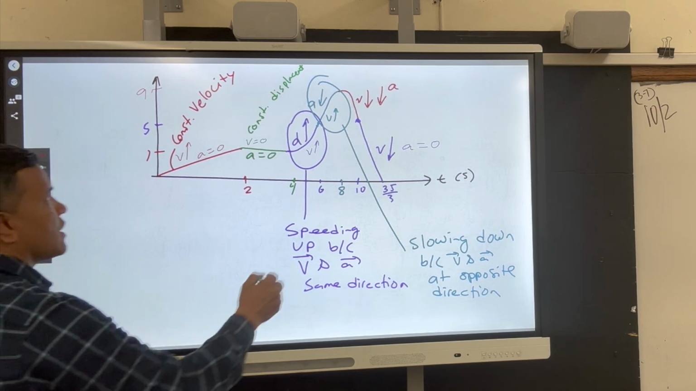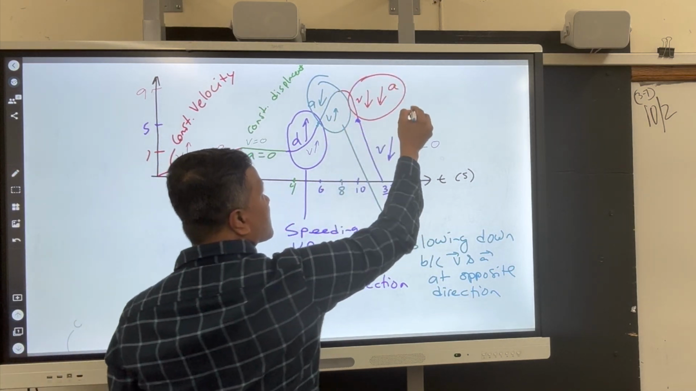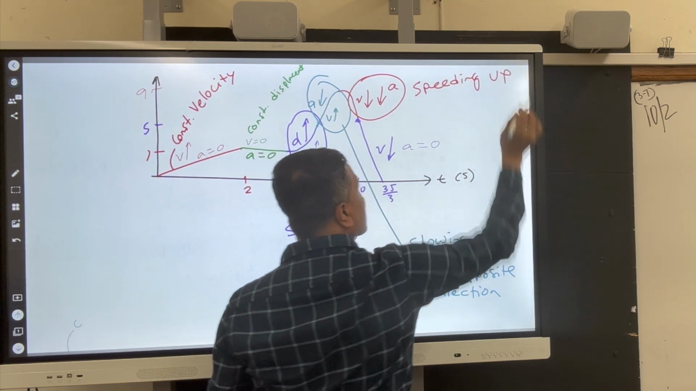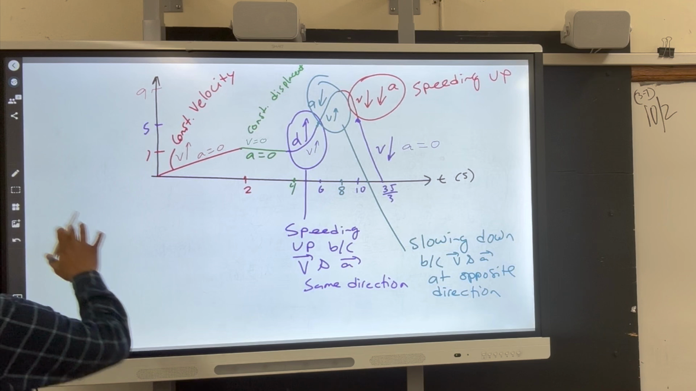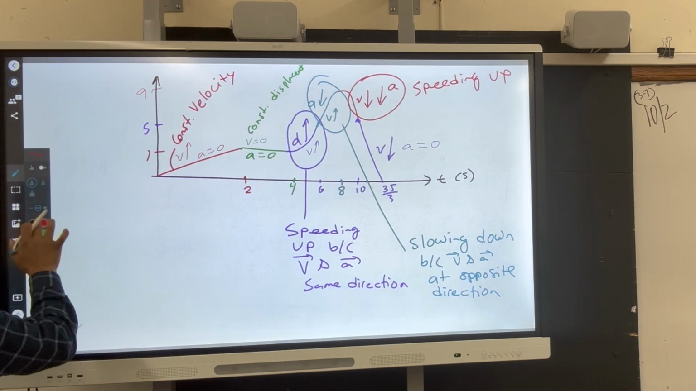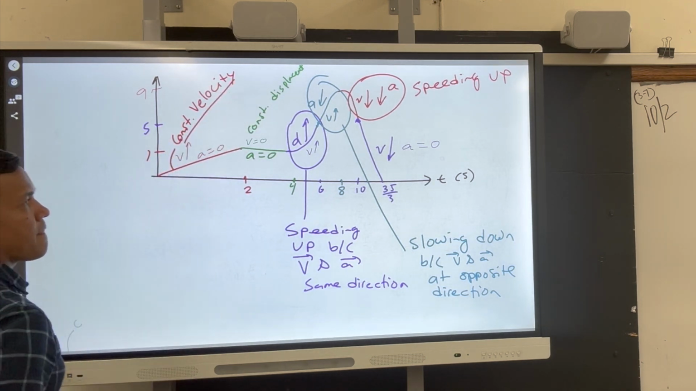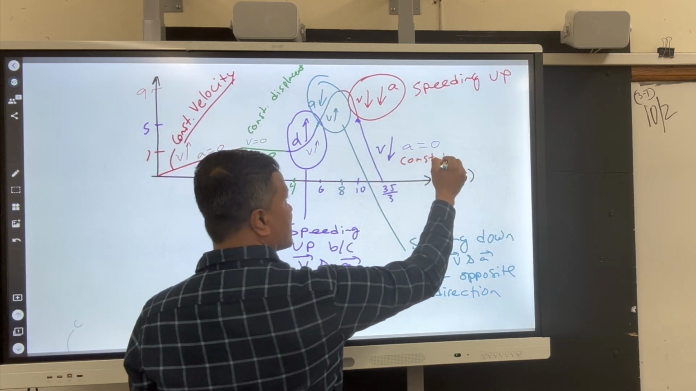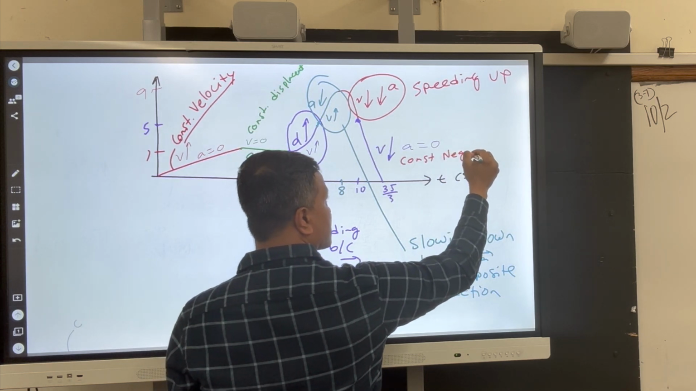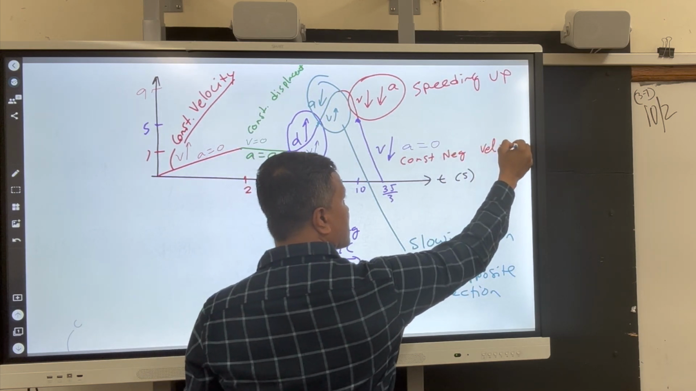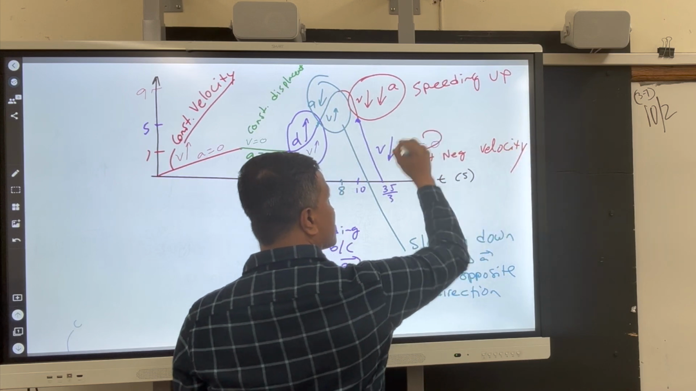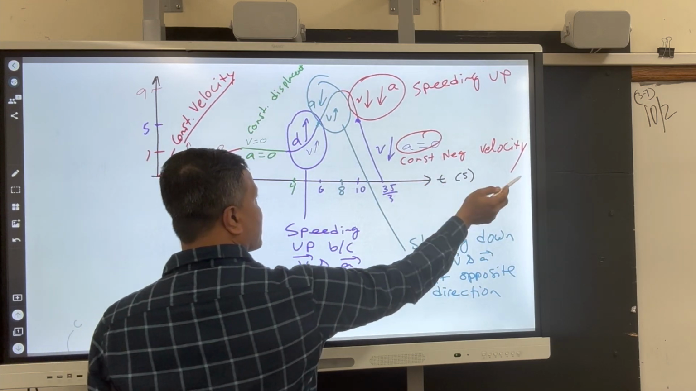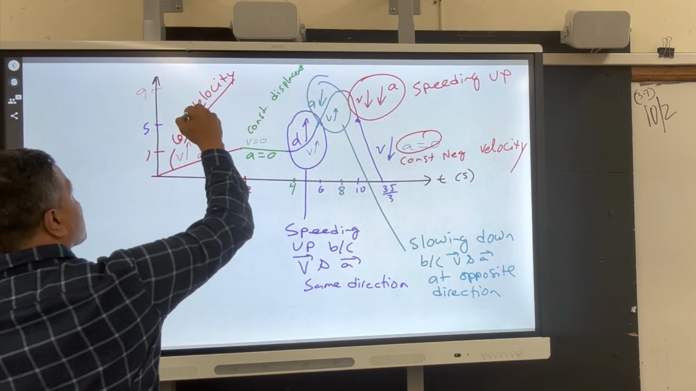Over here, the object is speeding up. Over here is the same thing, constant negative velocity. When acceleration is 0, it is either constant positive or constant negative velocity. In this case, this is constant negative velocity. In this case, this is constant positive velocity.